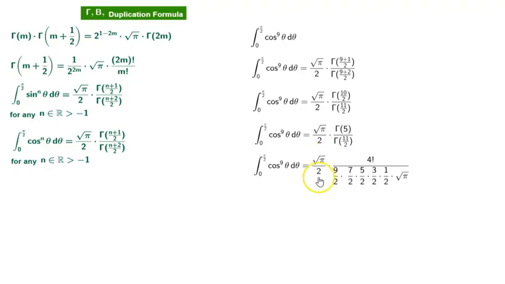Which is root pi by 2 times gamma of 5, which is 4 factorial, divided by, since we are dividing, 9 by 2 times 7 by 2 times 5 by 2 times 3 by 2 times 1 by 2 times root pi, and simplifying it we get 128 by 315. So that was some additional exercise.